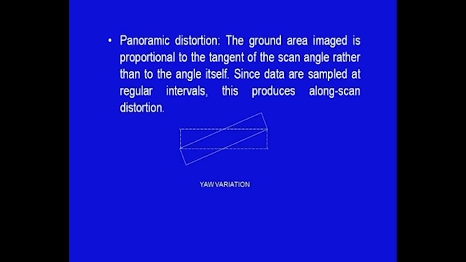Next is panoramic distortion. The ground area that is being imaged is proportional to the tangent of the scan angle rather than the angle itself. Since the data are sampled at regular intervals, this produces an along-scan distortion. This is conceptualized in the figure shown below, and the solid lines show the actual manner in which the data has been collected, whereas the dotted one shows the theoretical shape of the image that should have been there.